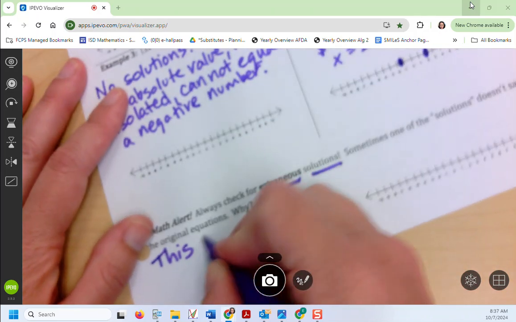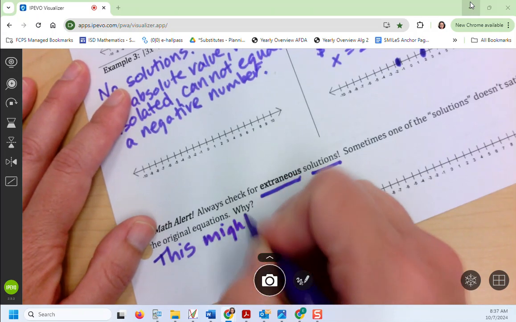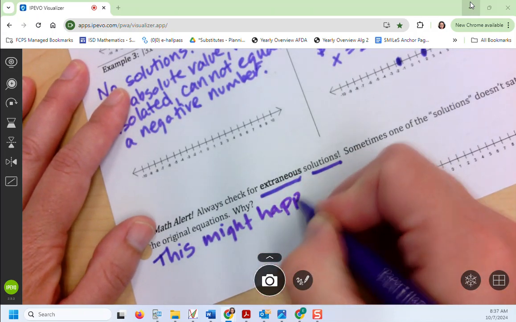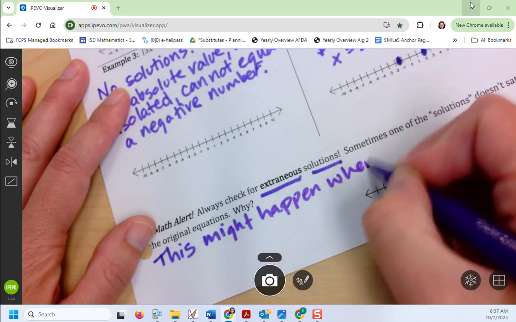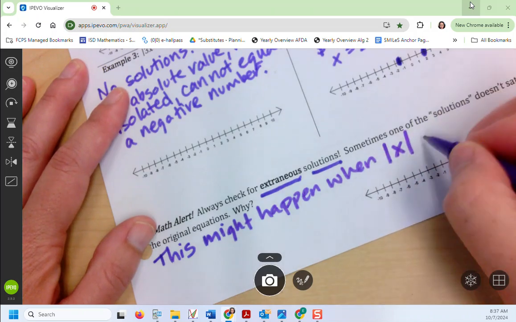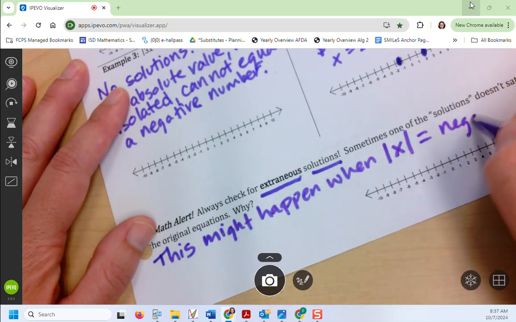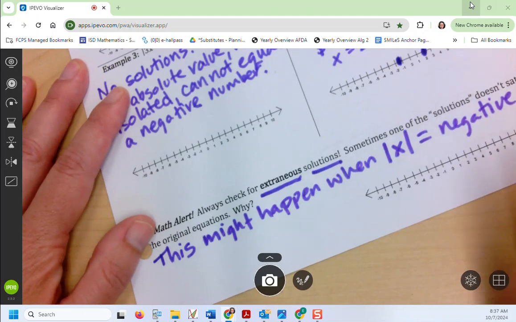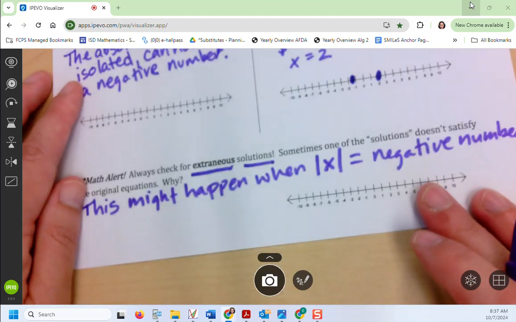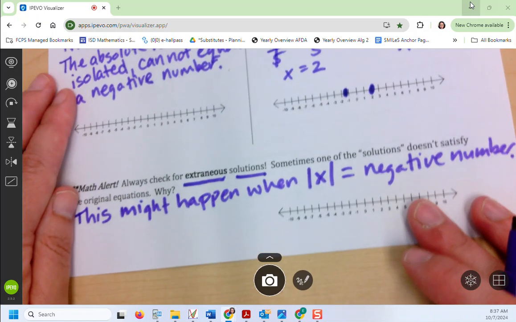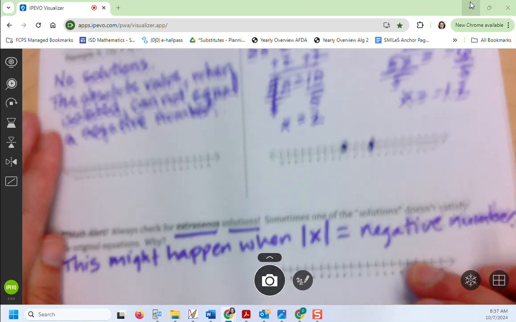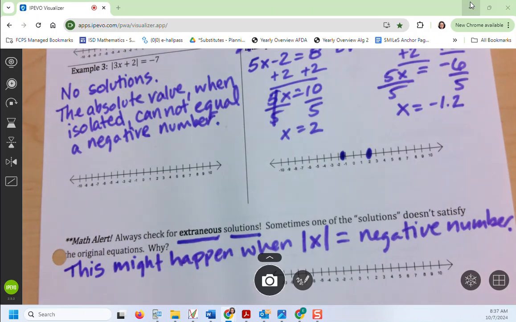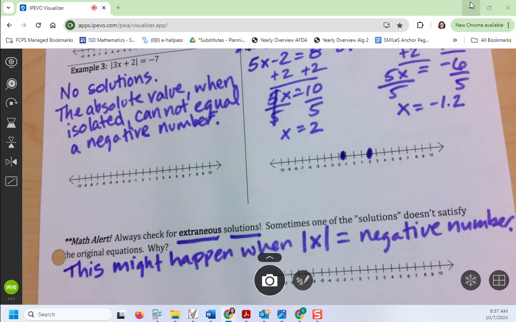So this might happen when the absolute value of something is equal to a negative number. Okay? So you might get extraneous solutions if you try to solve absolute value equals a negative number, just like in example 3 up here. Now when you're ready, we're going to go to the back and we're going to do some inequalities, which are a little bit more complicated.